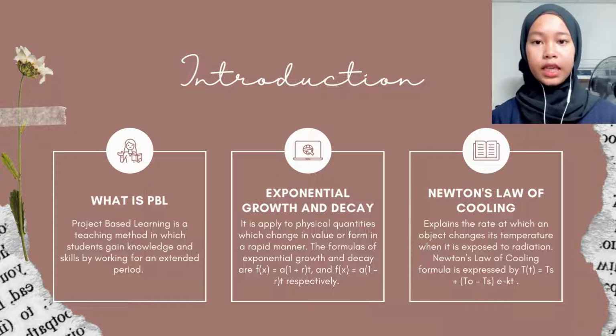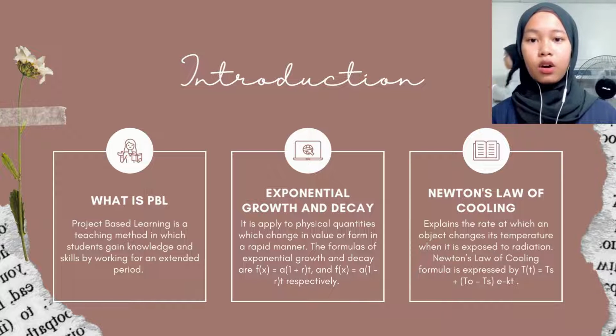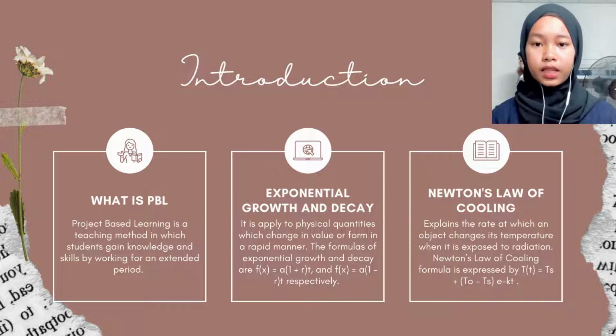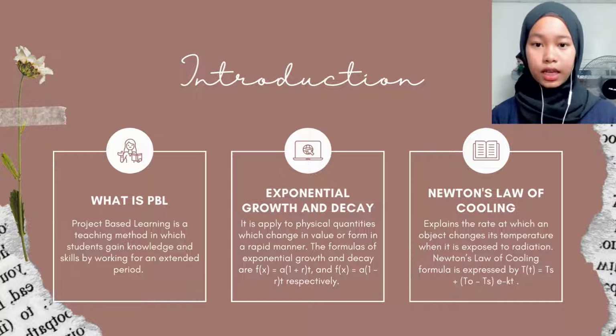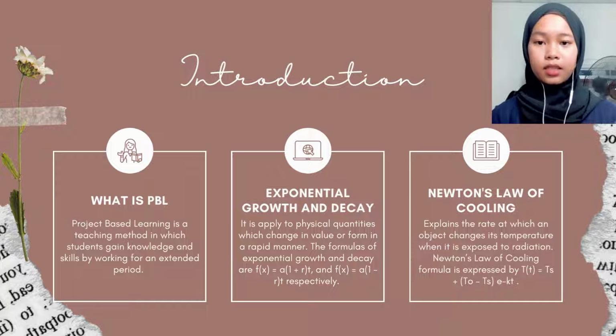Exponential growth and decay apply to physical quantities in which change in value or form in a rapid manner. The change can be measured using the concept of exponential growth and exponential decay, and the new quantity can be obtained from the existing quantity. The formulas of exponential growth and decay are f(x) = a(1 + r)^t, and f(x) = a(1 - r)^t.